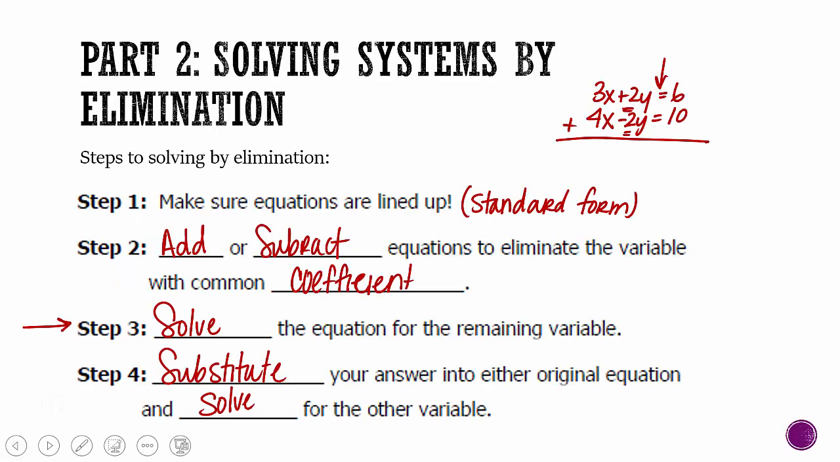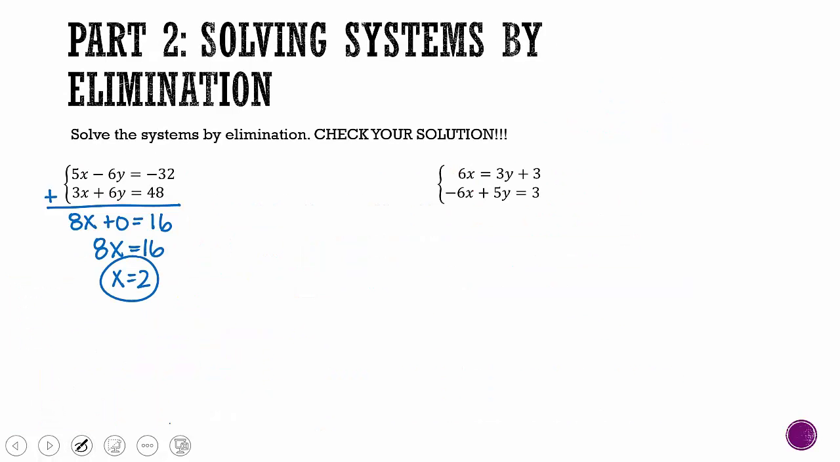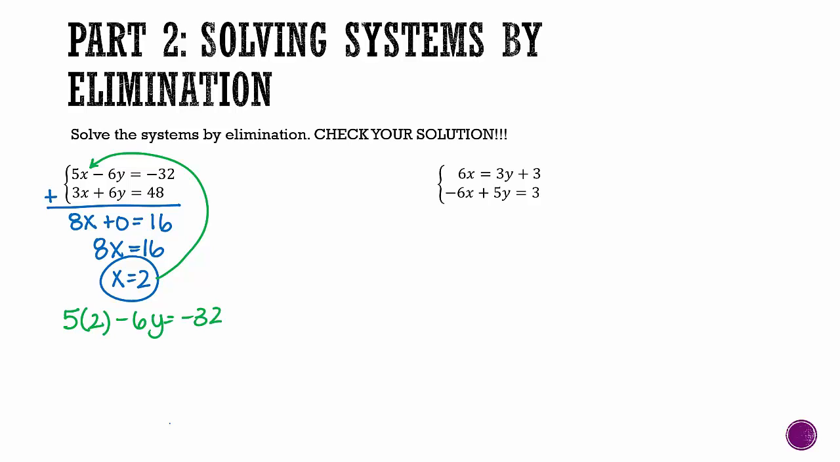Now this is where we solved the one equation for the remaining variable. Now we got to plug that back in and solve for the other one, just like we did with the substitution. So I'm going to take this, and it doesn't matter what equation I plug it into. Let's plug it in the first one just because it's first. I'll have 5 times 2, because that's my x, minus 6y equals negative 32. If we do some algebra here, I'll subtract 10 from both sides.